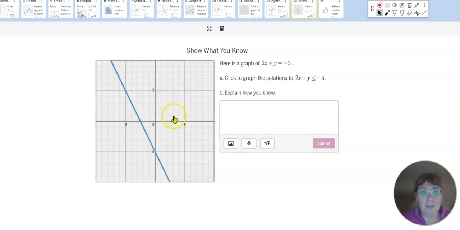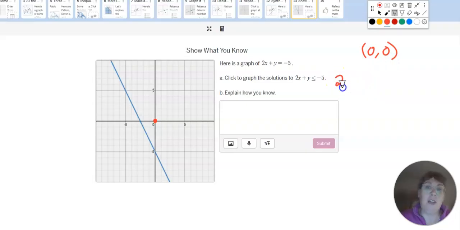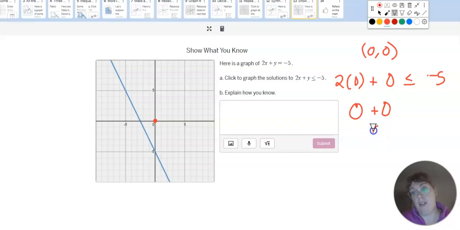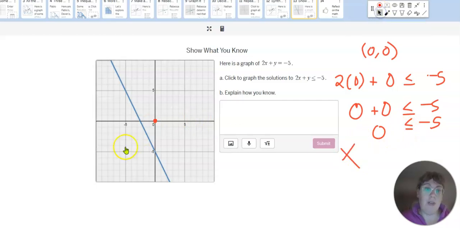And then on slide 13, it says here's this graph 2x plus y equals negative 5. Click to graph the solutions of this inequality. So again, let's check our point of 0, 0. So we get 2 times 0 plus 0, and we're wondering, is that less than or equal to negative 5? 2 times 0 is 0. 0 plus 0 is 0. Is 0 less than negative 5? No.